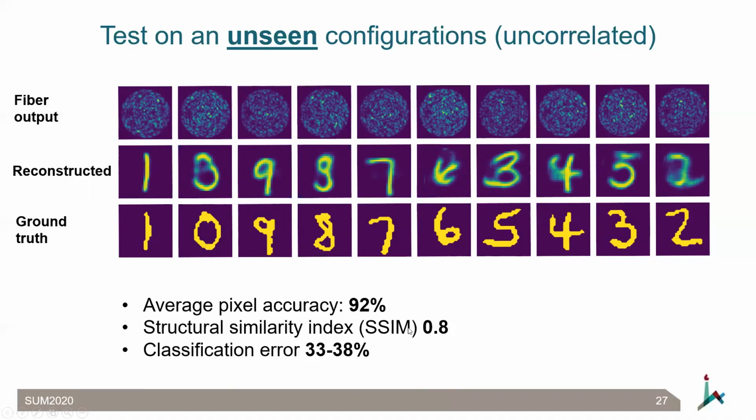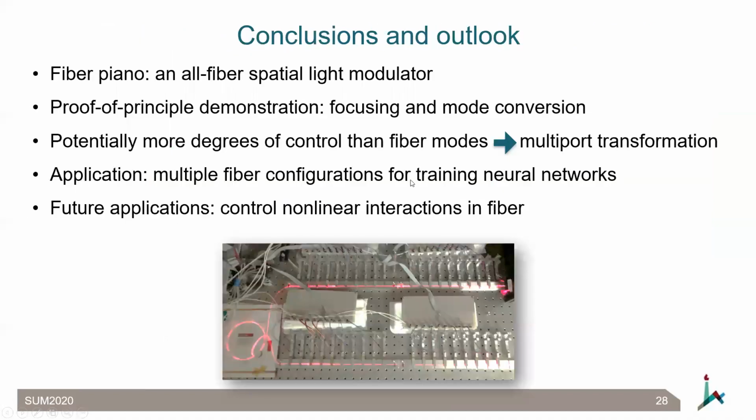Okay, I think I've used most of the time, so I'll briefly conclude and say that I hope I convinced you that the Fiber Piano is an interesting platform, both as an all-fiber SLM, a way to shape the light, and also to train neural networks. Currently, we're working on extending these ideas to also control the polarization and the spectrum of the light, and also controlling nonlinear processes in the fiber.